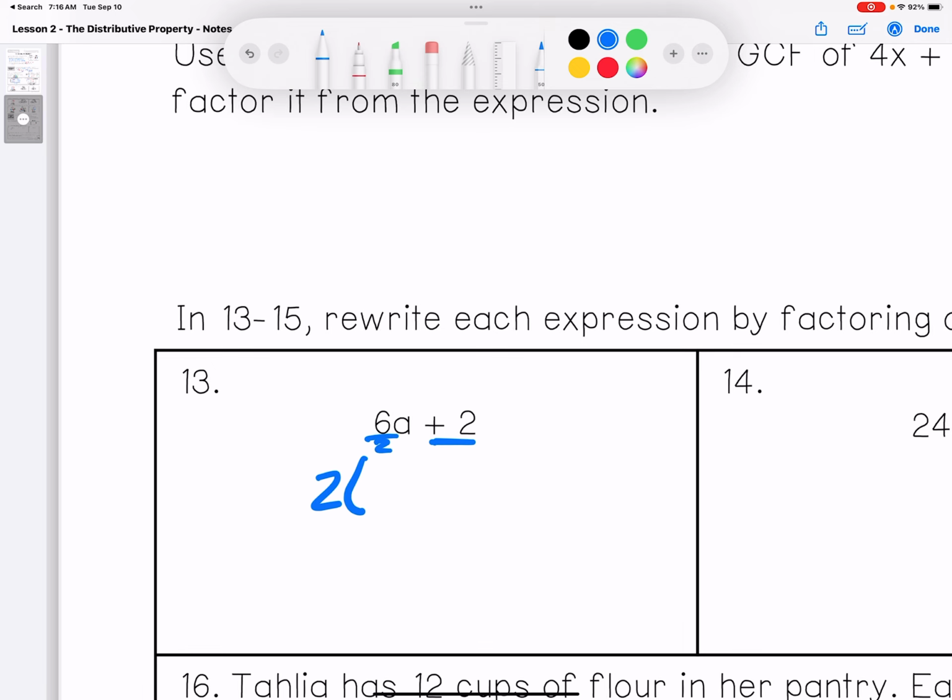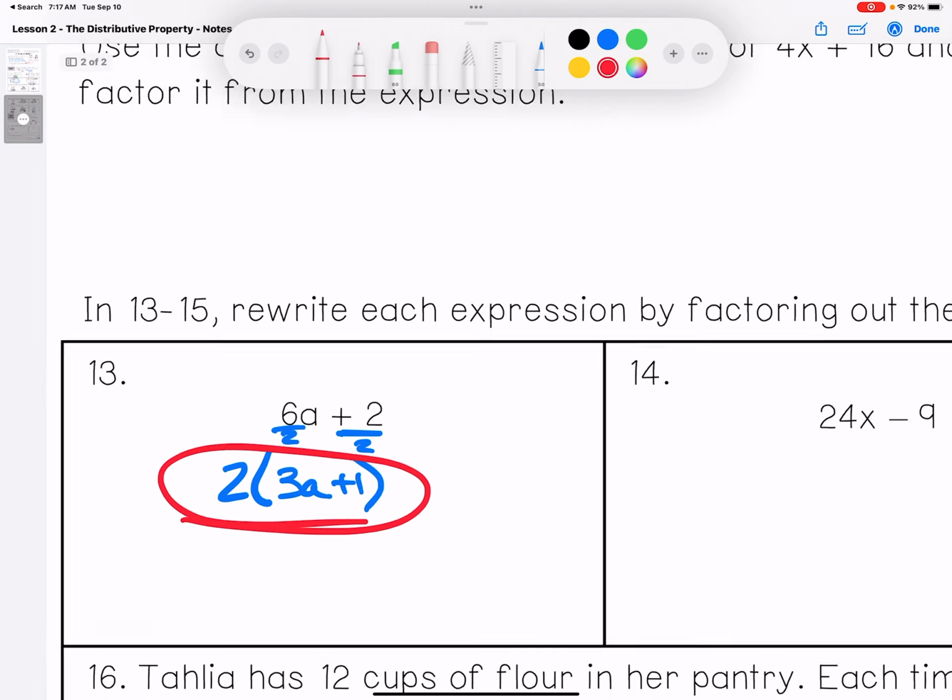When I divide 6 by 2, I get what? 3a. 2 divided by 2 is what? 1, plus 1. Well, Coach, do I have to write the plus 1? Yes, okay? Because I have to know there's 1 unit there. Well, you told me not to write a 1 in front of a letter. Well, a letter represents a number, remember? So there is something there. So we do have to write that plus 1 right there, okay? So that is the answer, 2, parentheses 3a plus 1. All right, next one.